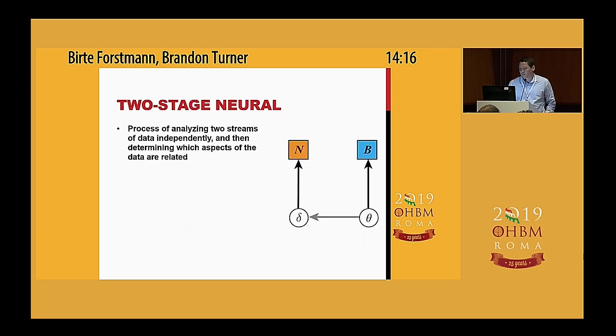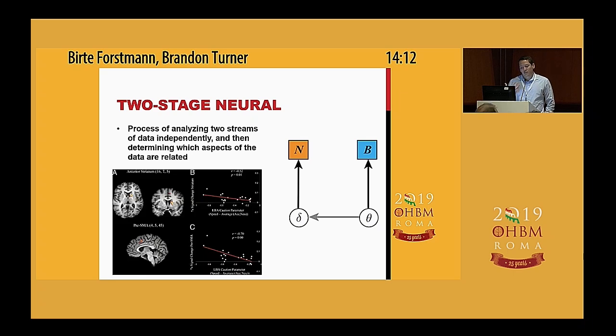Really nice stuff. The other approach, the two-stage neural approach I mentioned, is really the opposite, and this has already been discussed. Birte Forstmann is one of the pioneers in this area, relating cognitive model parameters directly to patterns that you see in brain data. This has been most nicely demonstrated in the speed-accuracy trade-off in the striatum.